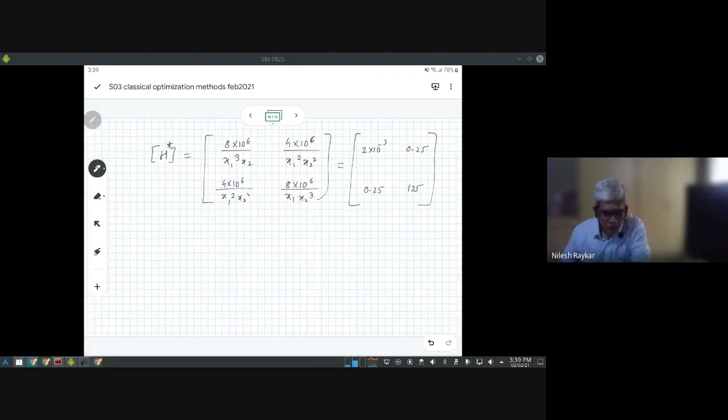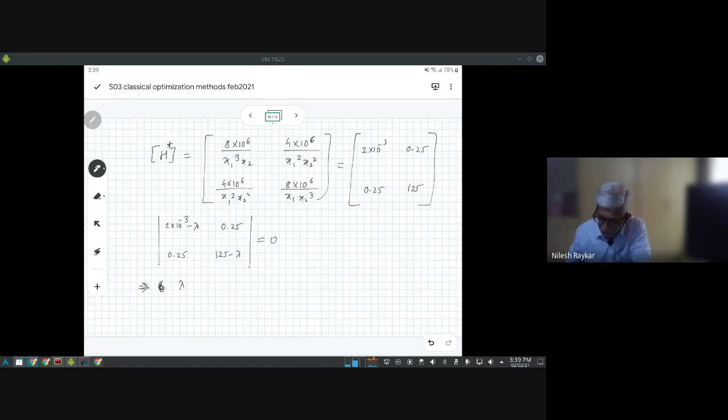Okay, sorry. So we have to now determine whether this matrix is positive definite. Means we have to calculate eigenvalues to determine its form. So determinant 2 into 10 to power minus 3 minus lambda. I'm just skipping some of the steps. I'm just writing the final polynomial that I'm getting.